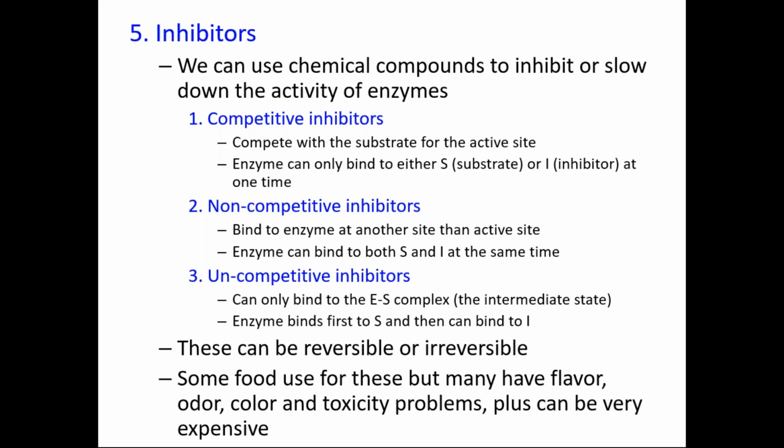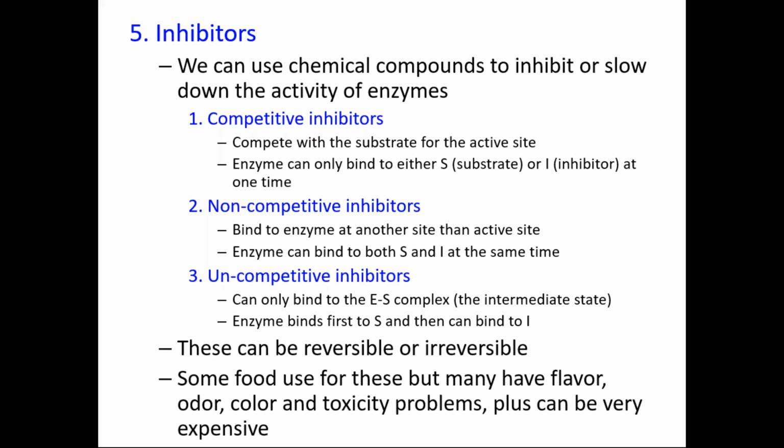In terms of the inhibitors, we have three types which are used. One is the competitive inhibitor. The name itself suggests that it will compete with the substrate. So the structure of the inhibitor is very similar to the substrate, and so the enzyme can bind either to the substrate or to the inhibitor. It cannot bind to both at the same time, because both will compete for the same place in the enzyme structure.